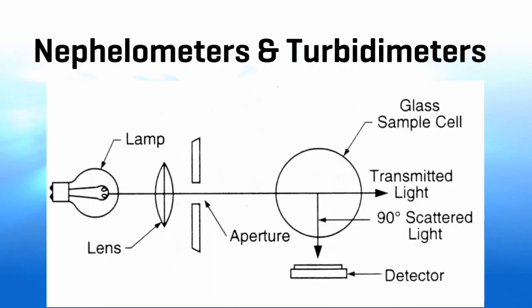Here's a quick diagram of what we're talking about: your lamp or your light source, and in this one, that's basically a representation of what the tungsten looks like. A lens focuses it through an aperture, and then it goes through the sample, deflected at a 90 degree angle. You can see that basically covers a lot of the sample. Then it hits a detector, and the detector is what measures the difference. As the light generated at the beginning passes through the sample, it is scattered or reduced because of the turbidity of the water. When it hits the detector, the difference between the beginning and the end is reflected in how turbid the water is.